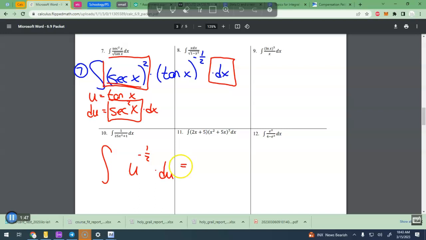Okay. So I'm not done with this, right? I still have to integrate. Add 1 to the power, multiply by the reciprocal of the new power, so 2, and then put your plus c, and then you just put the u back in, so tan of x to the 1 half.